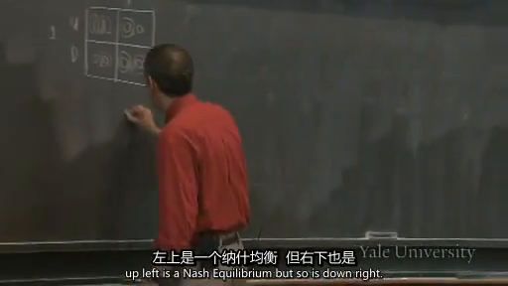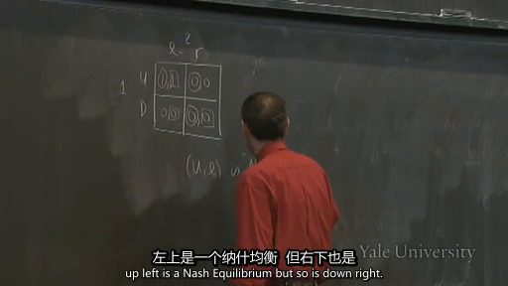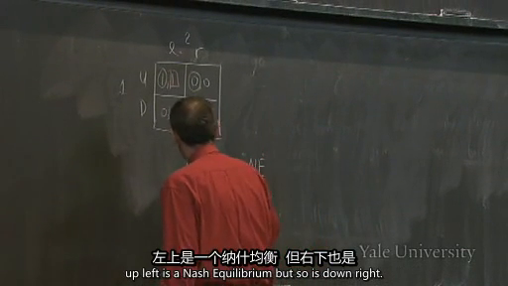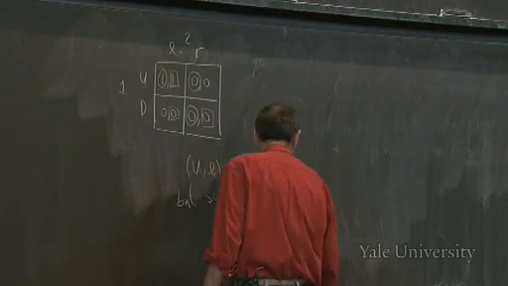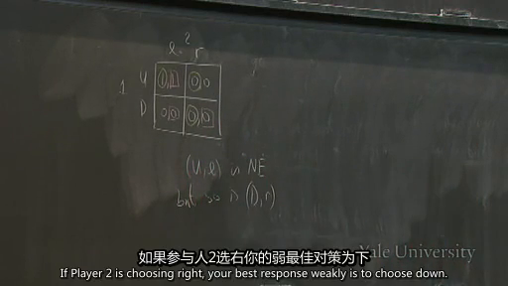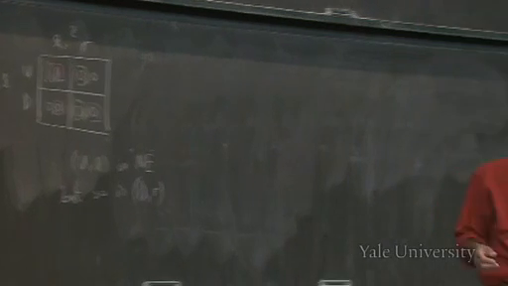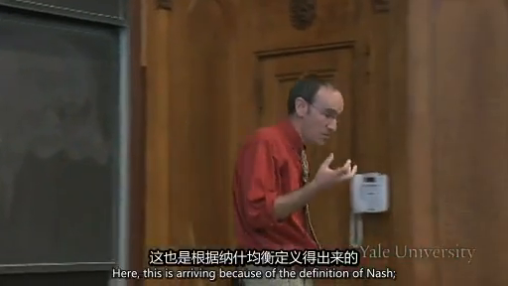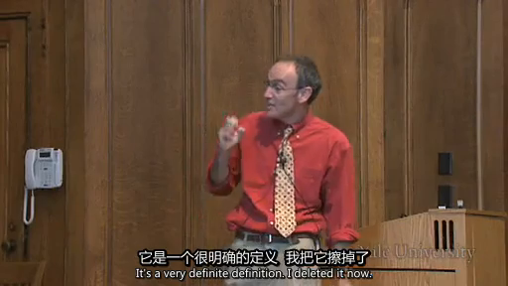All right? However, unfortunately, up left is a Nash equilibrium, but so is down right. Right? If player 2 is choosing right, your best response, weakly, is to choose down. If player 1 is choosing down, player 2's best response, weakly, is to choose right. All right? And this is arising because of the definition of Nash. It's a very definite definition.